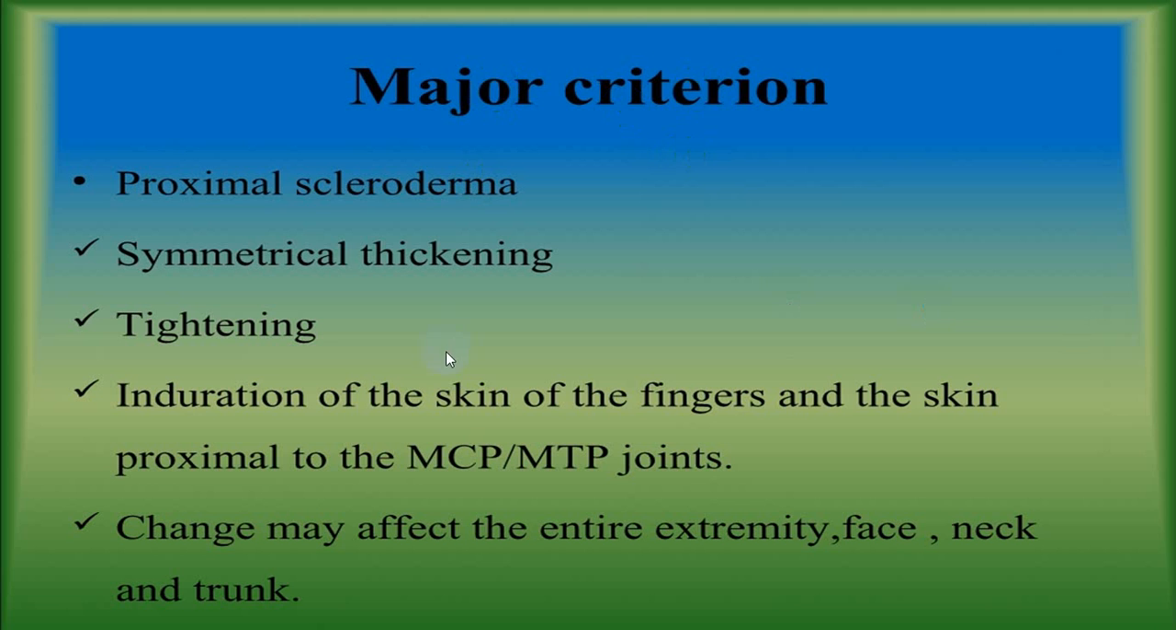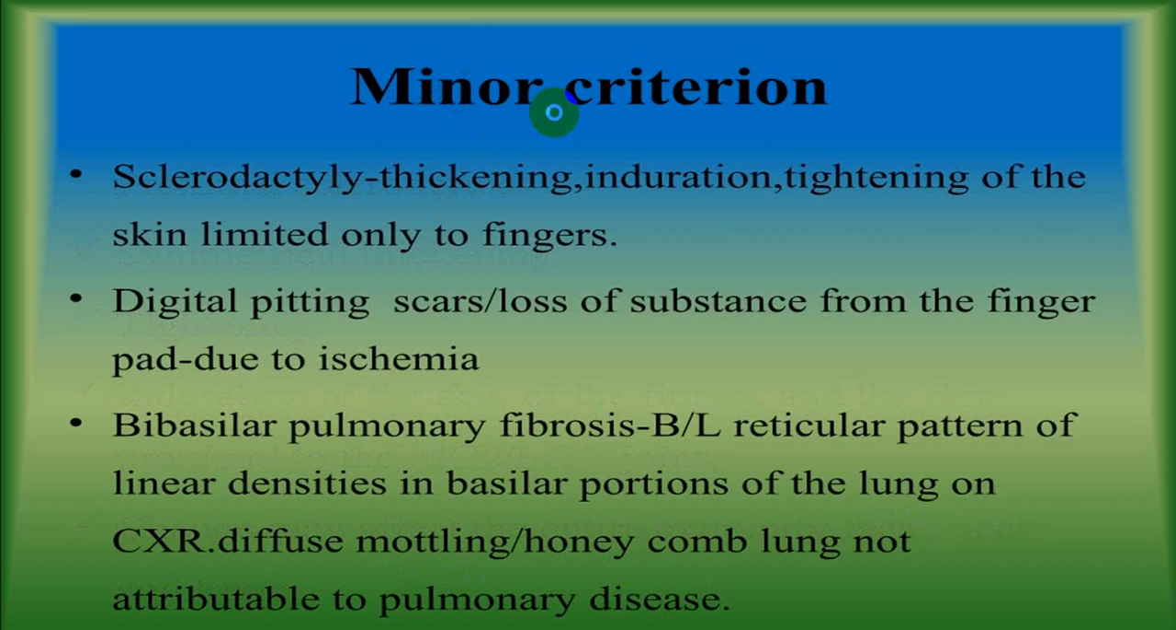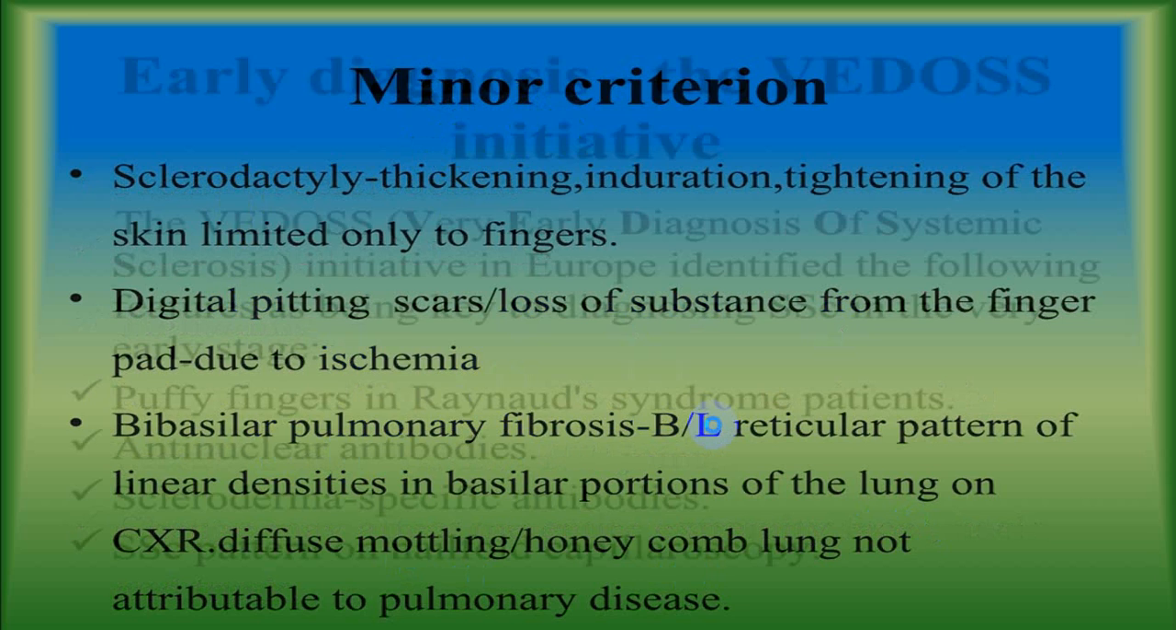So these are major criteria: proximal scleroderma, symmetrical thickening, tightening, induration of skin of fingers and proximal to the metacarpophalangeal joints, and changes may affect the entire extremity, face, neck and trunk. This is included in major criteria. In minor criteria: sclerodactyly, digital pitting, loss of substance from the finger pads, bibasilar pulmonary fibrosis.